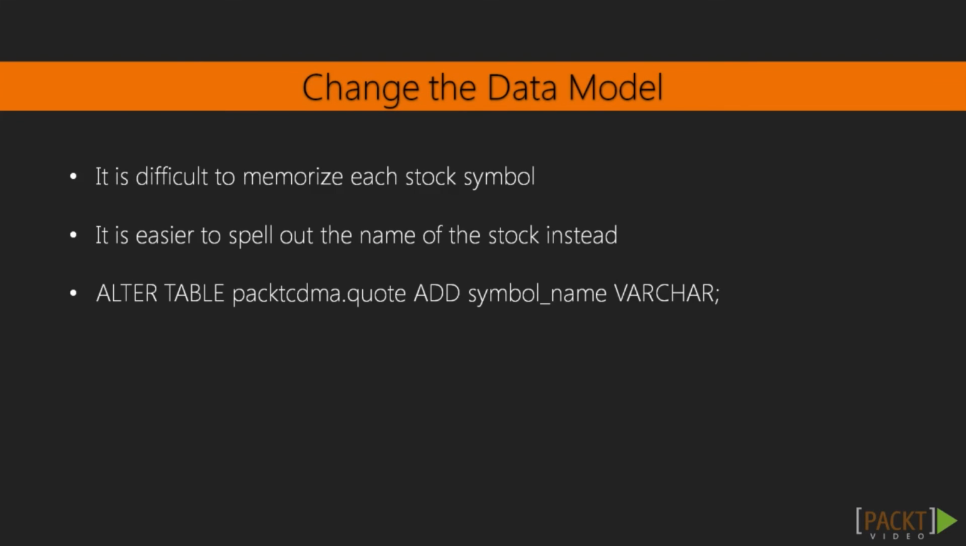Instead, it's easier for us to internalize the stock name, and so we need to add a column symbol name into the quote table. We'll execute the alter table statement to add the column on a node. Cassandra then automatically synchronizes this data model change to the remaining node.